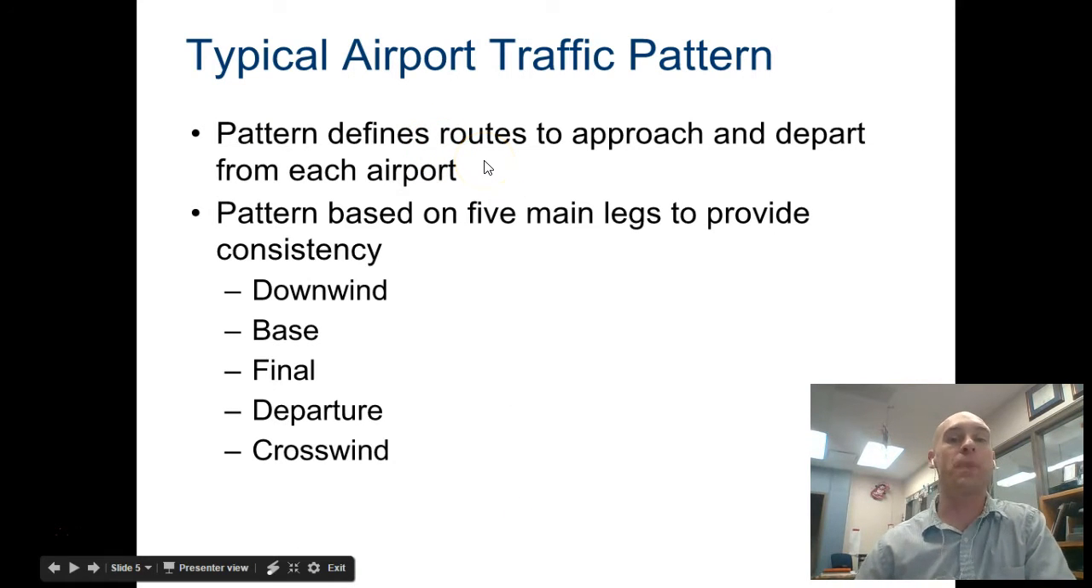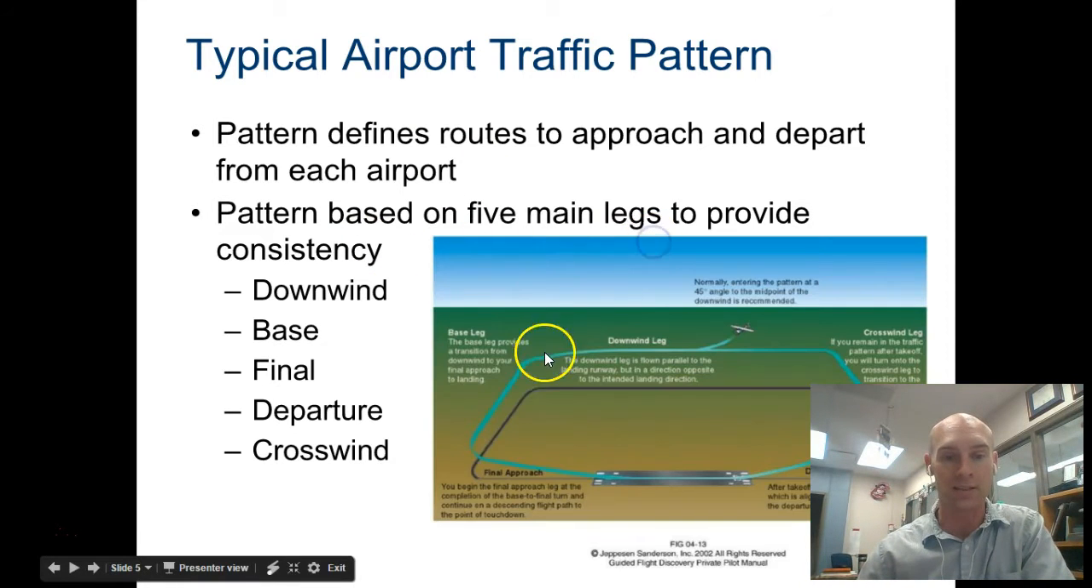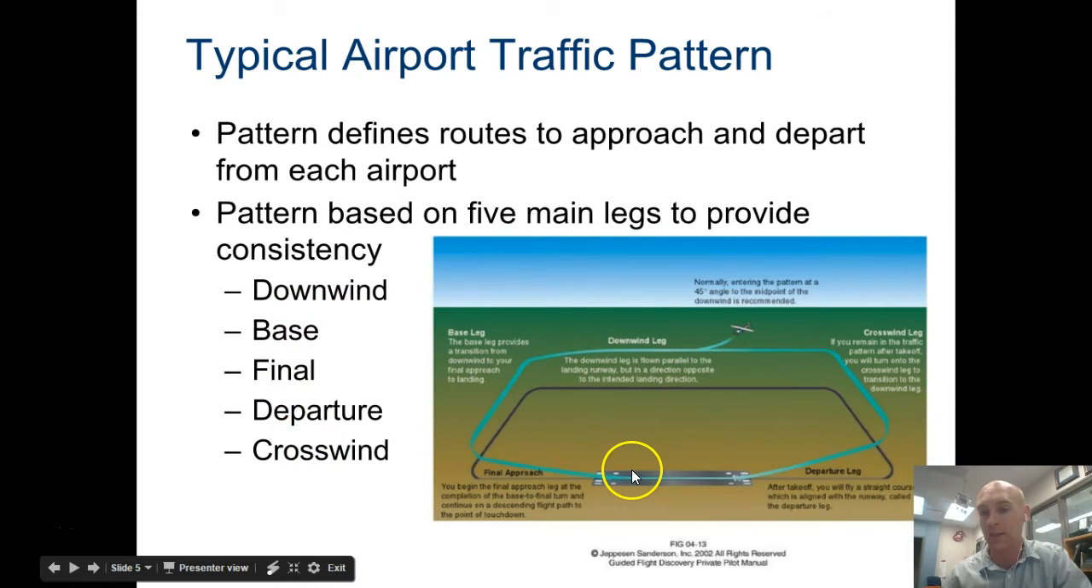The traffic pattern defines routes to approach and depart from each airport, and it's based on 5 main legs. So you have the upwind, downwind, base, final, departure, and crosswind. Now, I want to take a look at this really quick with you. We have a departure leg, so we're departing, and then we turn, and at that point, probably start to get into your flight path. Now, if you're approaching, you have a downwind leg, and then we turn, and then we do our final approach in.